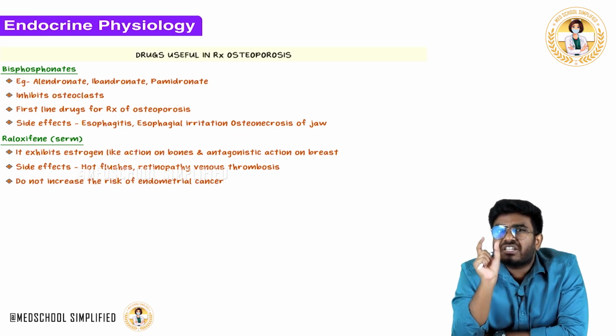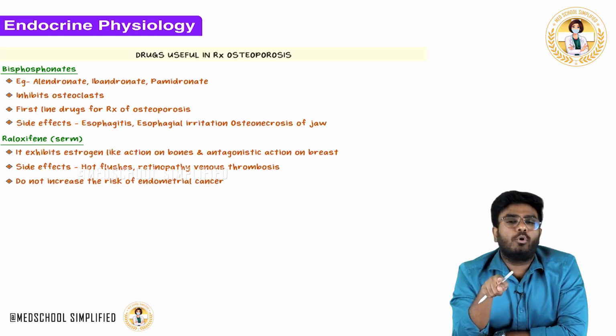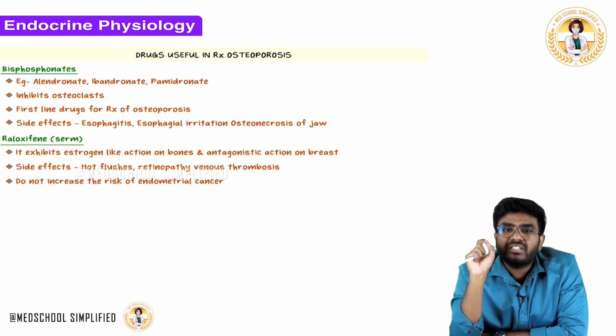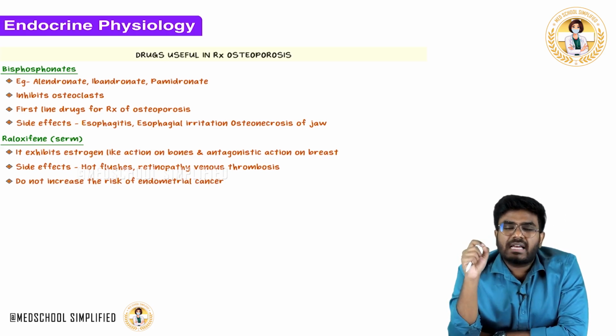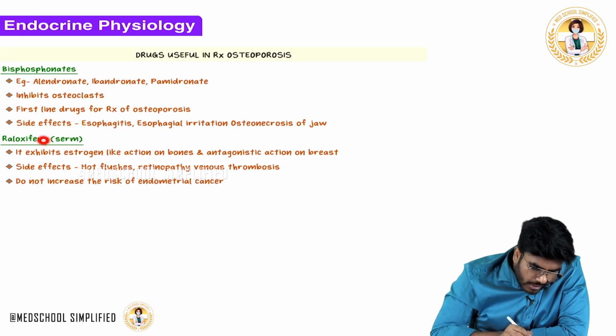So you have to use such a drug which will go and stimulate the estrogen receptor only on the bone but not on the uterus or on the breast. Because if it is stimulating every place, bone, uterus as well as breast, it will cause uterine cancer as well as breast cancer. So now we are using a drug called raloxifene.